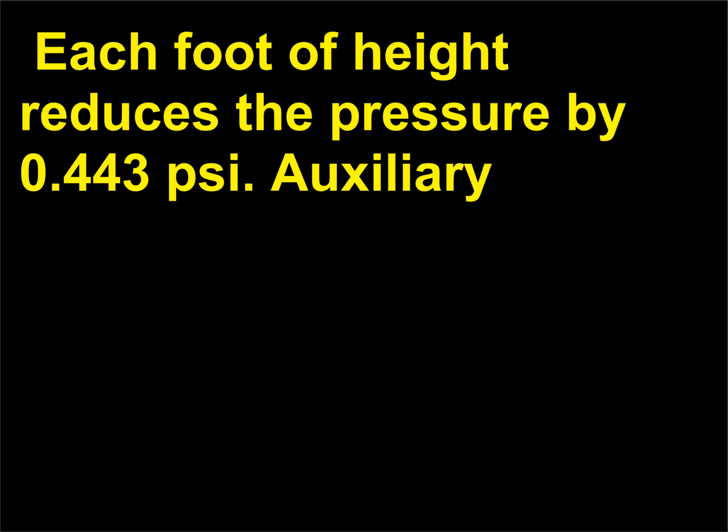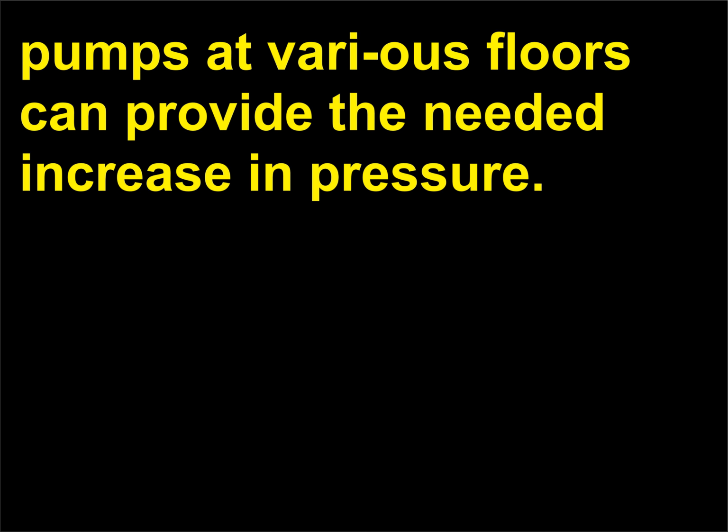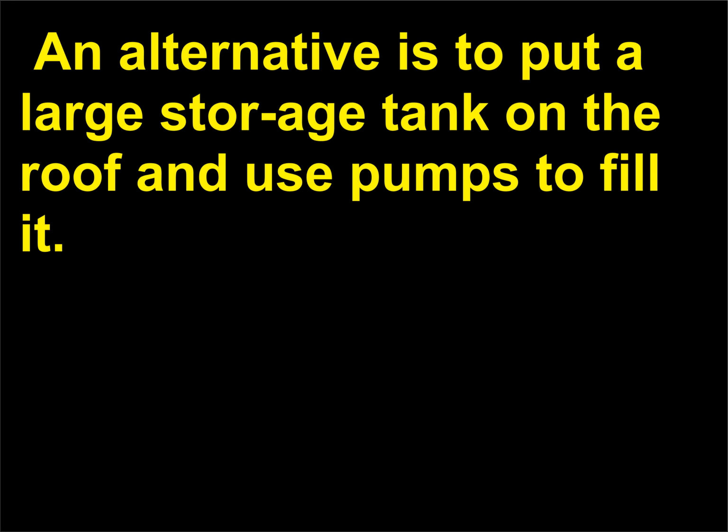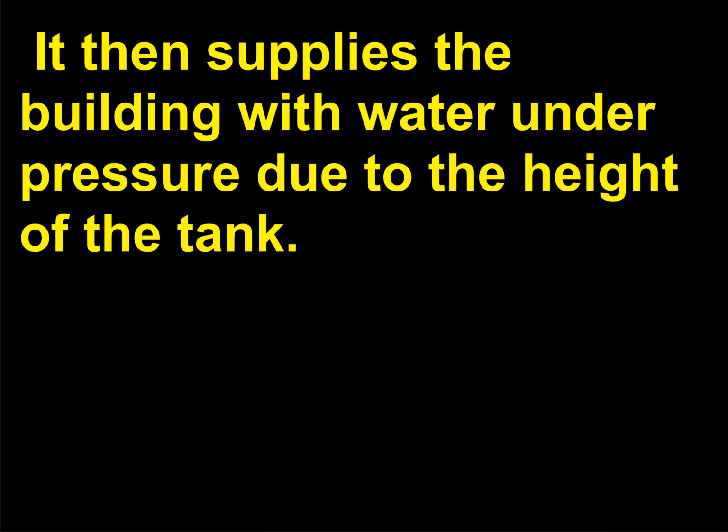Each foot of height reduces the pressure by 0.443 psi. Auxiliary pumps at various floors can provide the needed increase in pressure. An alternative is to put a large storage tank on the roof and use pumps to fill it. It then supplies the building with water under pressure due to the height of the tank.